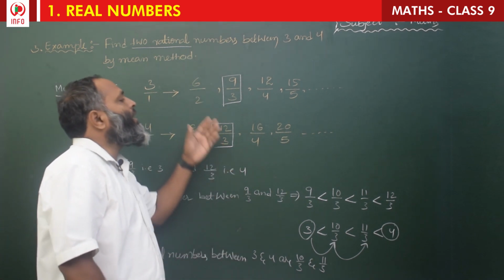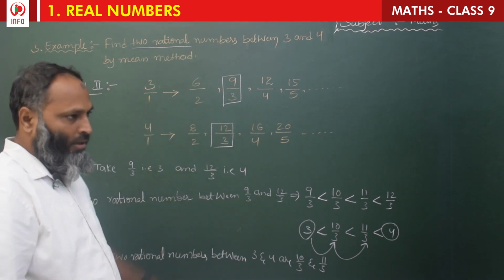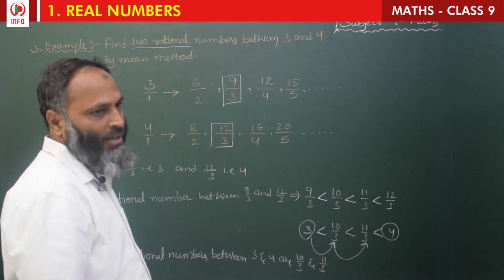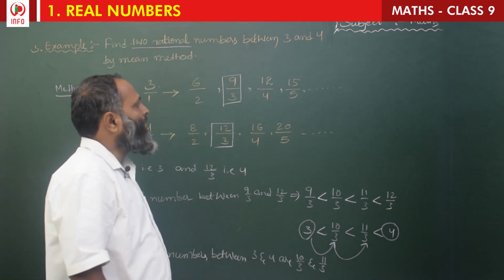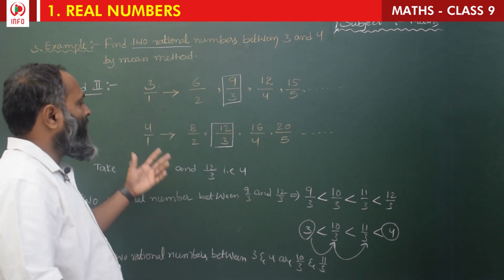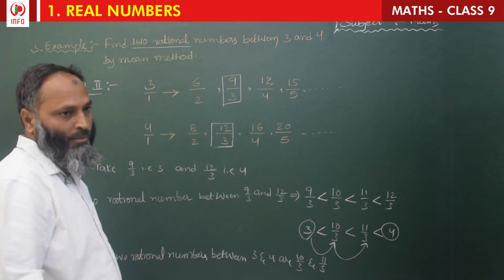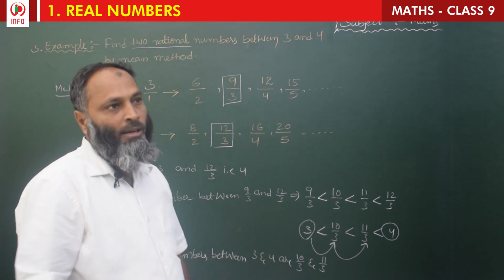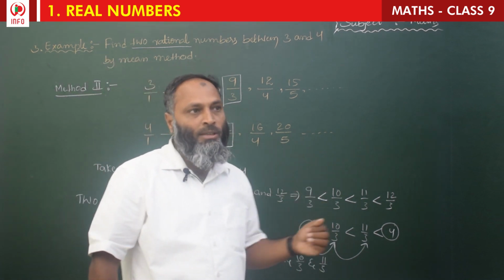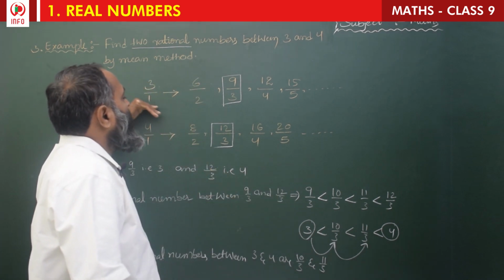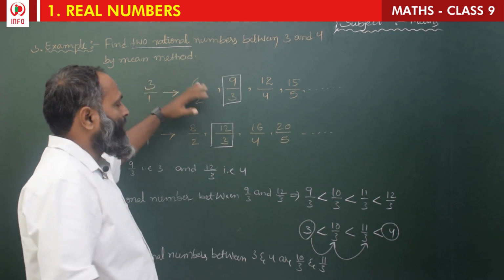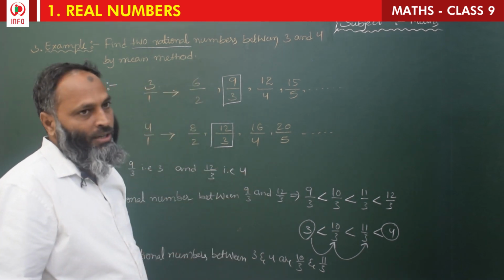Okay students, this is another method to find two rational numbers, three rational numbers, four rational numbers, any number of rational numbers we can find. So using this method, we can find a number of rational numbers between the given numbers. Any method we can follow. This method is finding equal fractions, writing equal fractions. After that we should find the rational numbers.